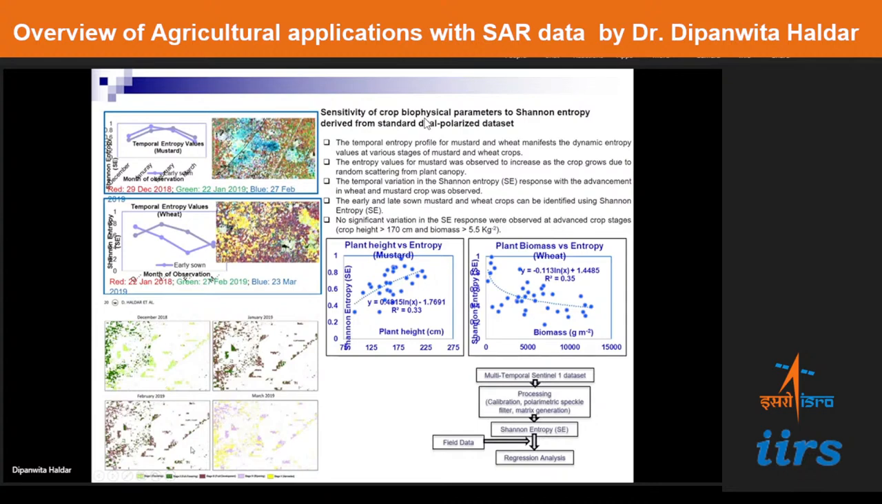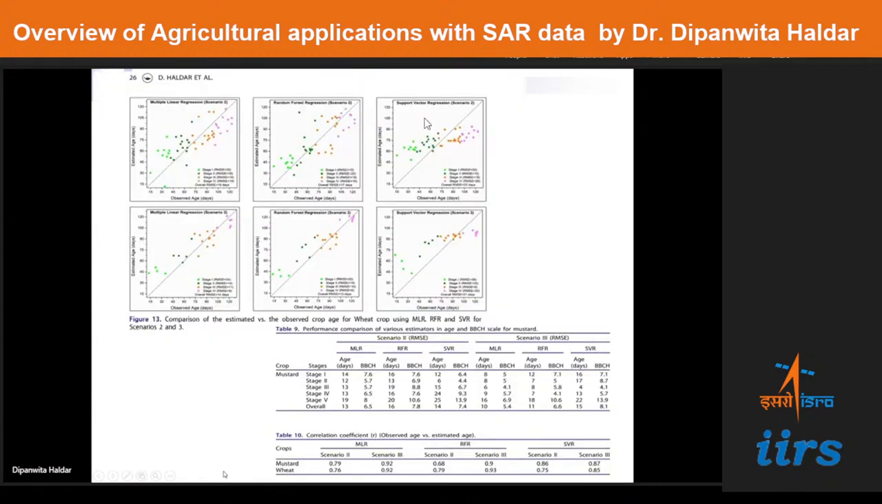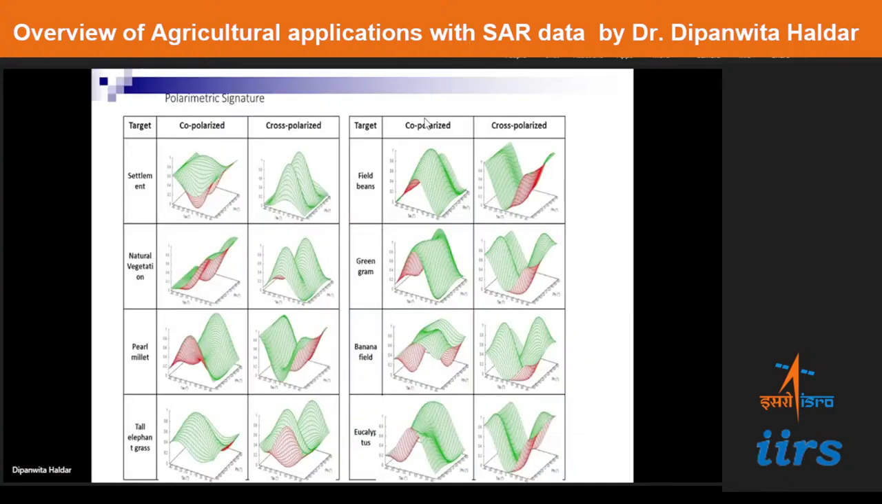In this left-hand side bottom image, you can see various dates of the winter images for the central state farm. We could sense the various stages of the mustard and wheat crop. In the same study, with different machine learning models, the phenological stages of the wheat and mustard crop could be retrieved.